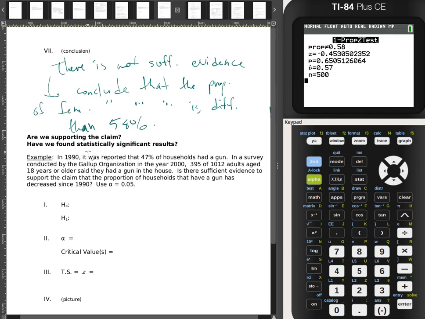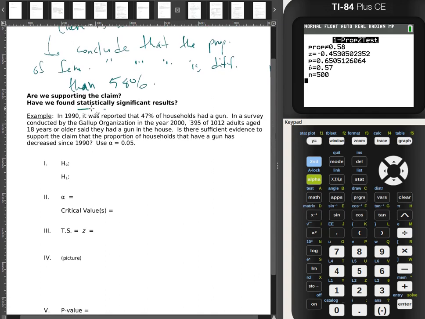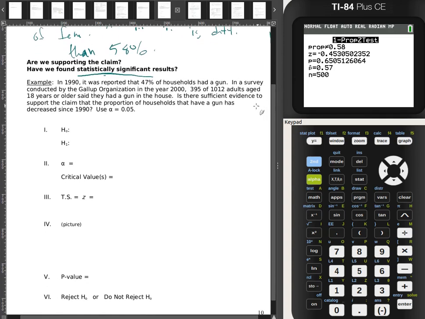Have we found statistically significant results? Our results, you notice that the p-value, which is the probability to get that test statistic, was 0.65. That's 65% chance. That's not statistically significant in this case. Statistical significance, by the way, if you remember, has to do with the level of significance, which was in this case 10%. So if we were less than 10% chance, it would have been statistically significant. Let's move on though to the next example.